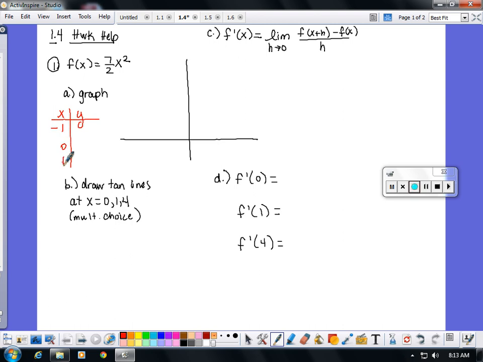-1, 0, and 1. If you plug in -1, you get 7 over 2 times -1 squared, which is going to give you 7 over 2. If you plug in 0, you're going to get 7 over 2 times 0 squared, which is 0. Plug in 1, you'll get the same thing as -1. You'll get 7 halves. So if we go plot that, -1, 7 halves. 7 halves is the same thing as 3 1/2. So -1, 1, 2, 3, 4, somewhere in here, 0, 0, 0, and 1, 7 halves.